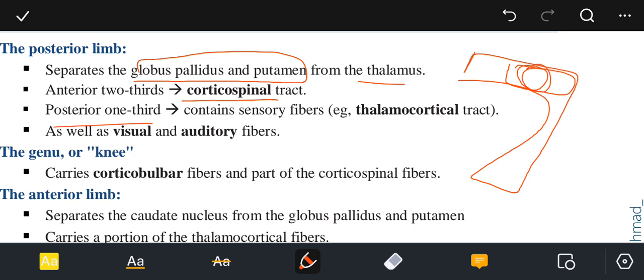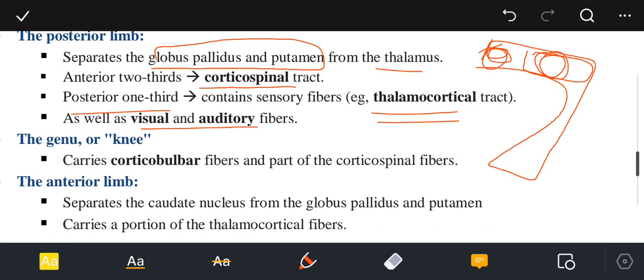Posterior one-third contains the sensory fiber, that is the thalamocortical tract. This is the sensory pathway. All the sensations come to the thalamus, and then from the thalamus they go to the higher cortical layers. To reach the higher cortical layers, those sensations have to pass through the posterior limb of the internal capsule, and to be very precise, the posterior one-third of the posterior limb, as well as visual and auditory fibers. They are also present in the posterior limb.